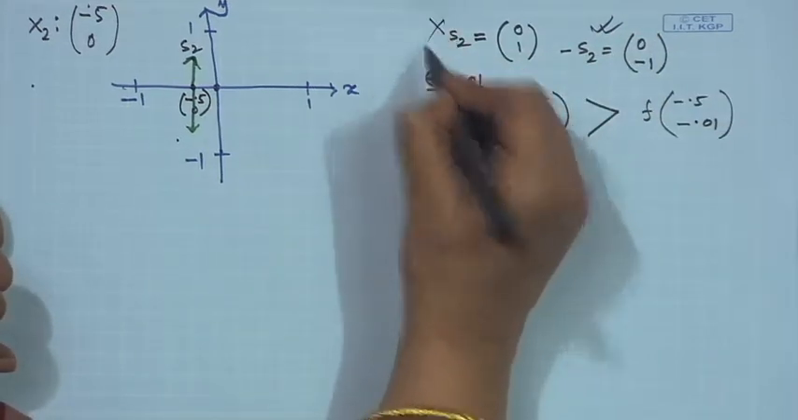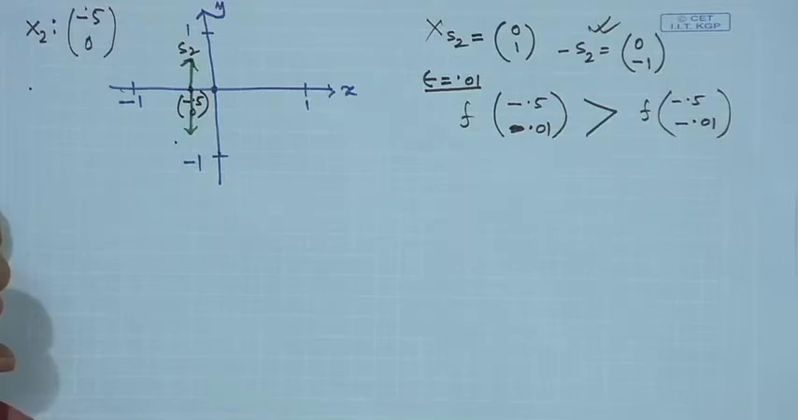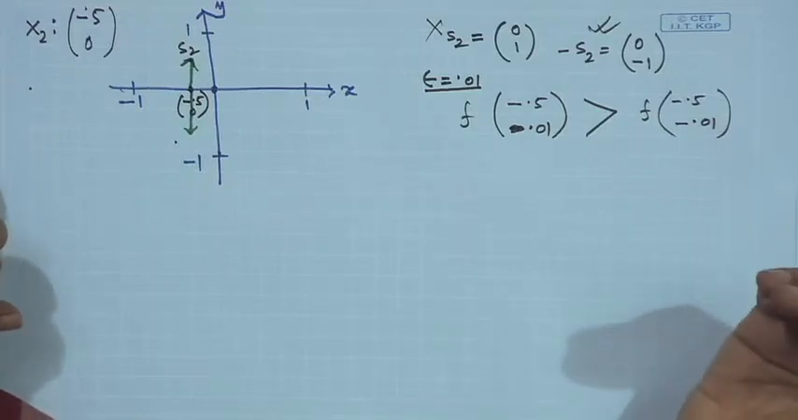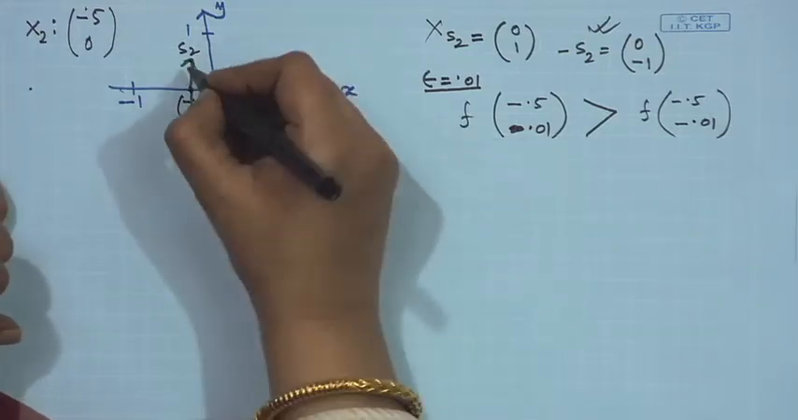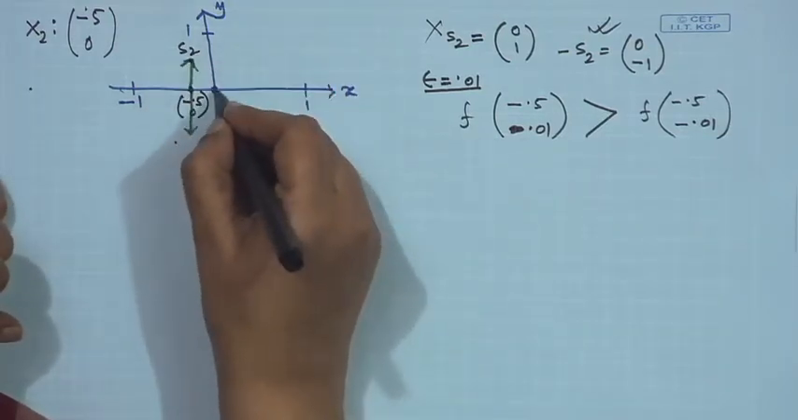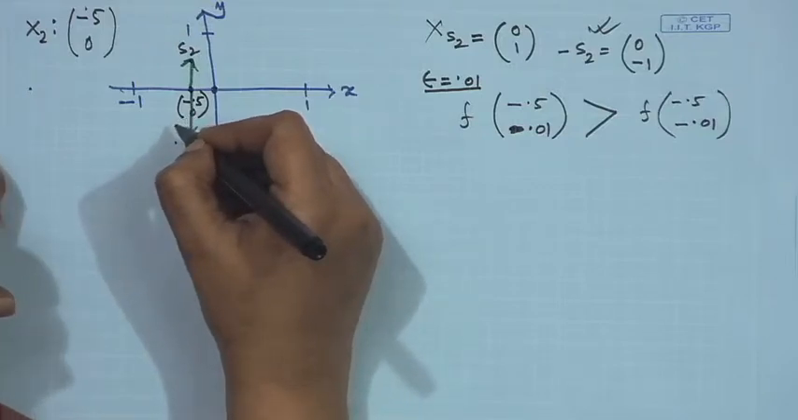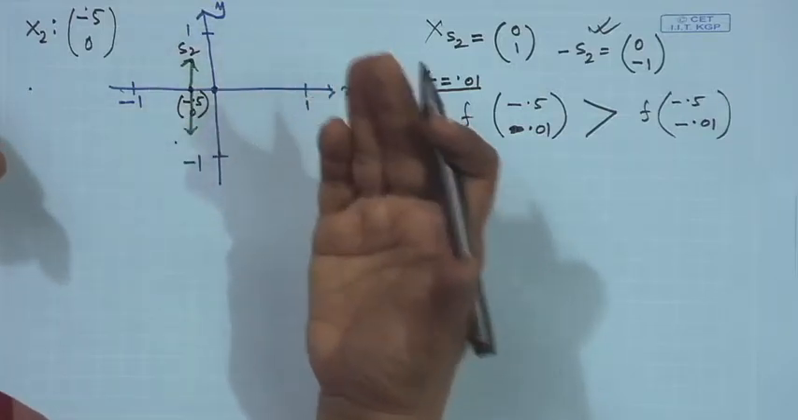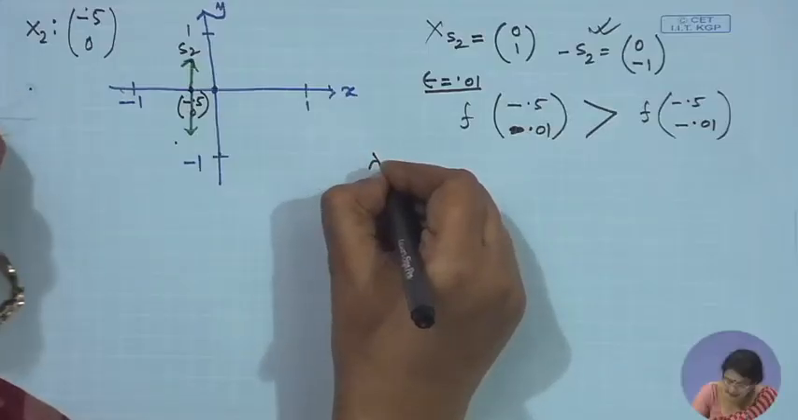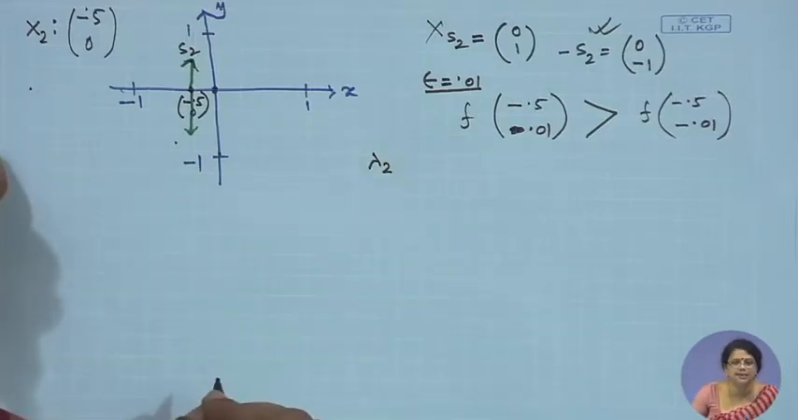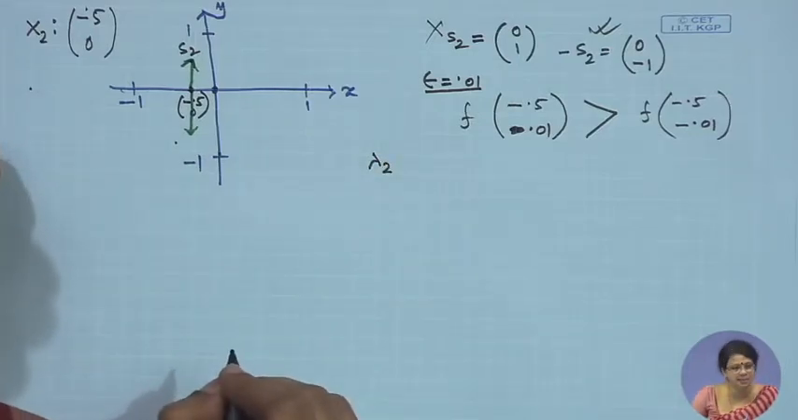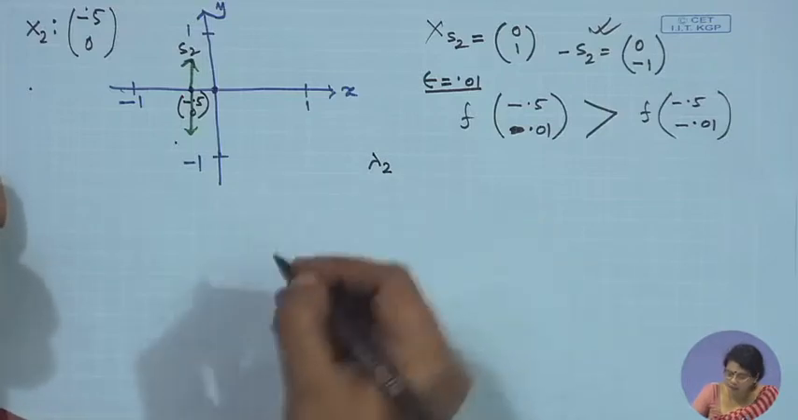But again the problem comes: I am not moving this way, I am moving this way, from here to here, but what would be the optimal step length? That is again the question. Let me consider the optimum step length as lambda 2 in this case. If I consider lambda 2 as a variable, then in the next step what will we do?